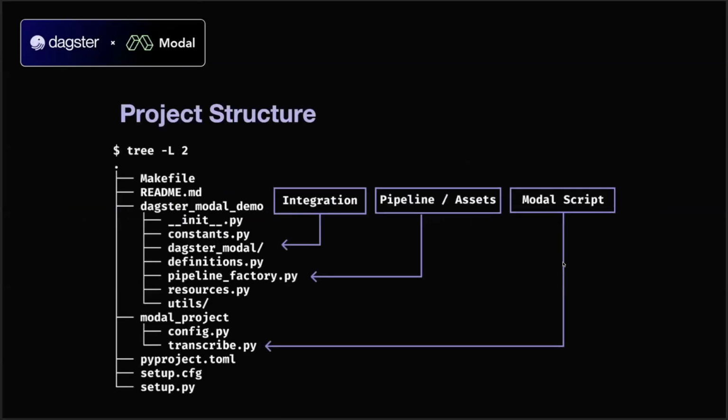When you look at that repo, this is the high-level structure of the project. We have our Dagster project, which is named Dagster Modal Demo. We have our Modal project, which is appropriately named Modal project. And then we have some of the accompanying files that are typically with a Dagster project, like a makefile so that you can just run make dev or make install and things like that.